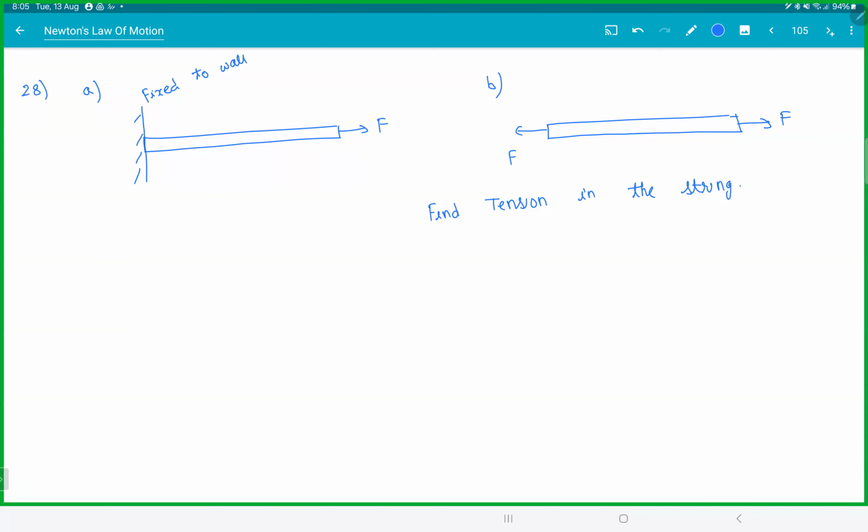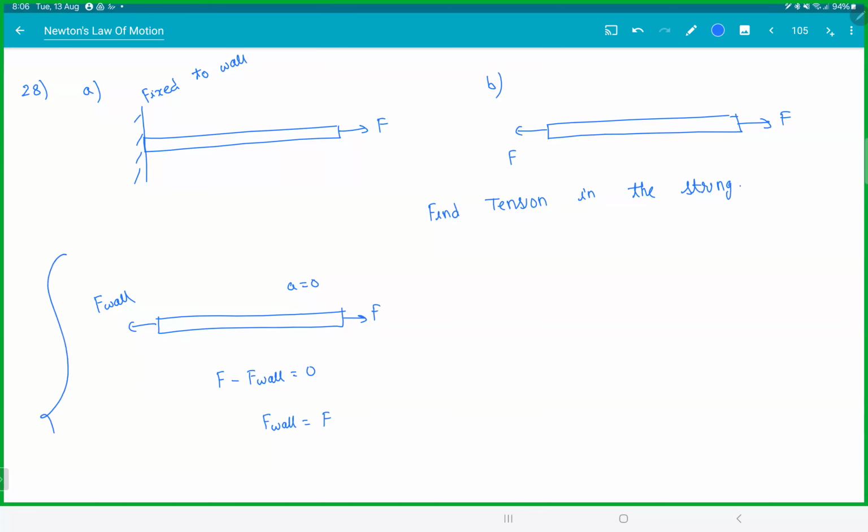Okay, let me ask you another way. How many forces are acting on the first string and how many forces are acting on the second string? See, right. If I draw the FBD of the first string, what will you see? Force F, and this is the force due to the wall. The wall is also pulling. And what is the acceleration? Zero, because it is fixed. So F minus F wall is equal to 0. That means the wall is also exerting the same force F.